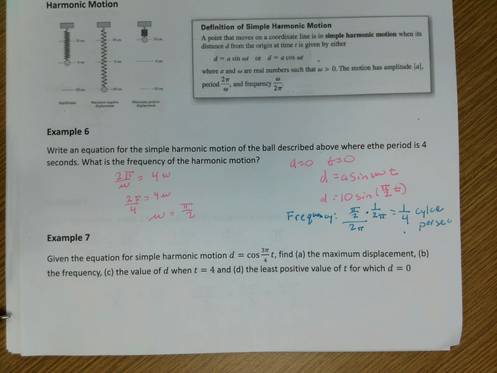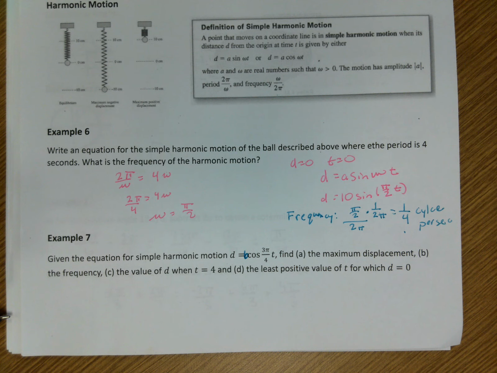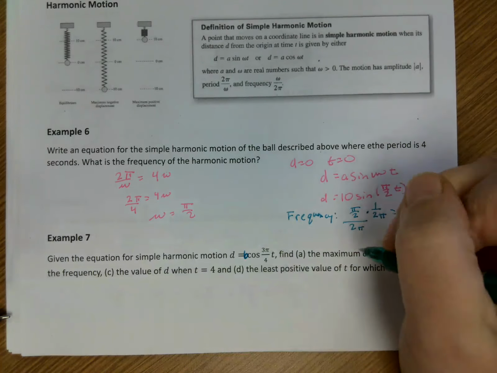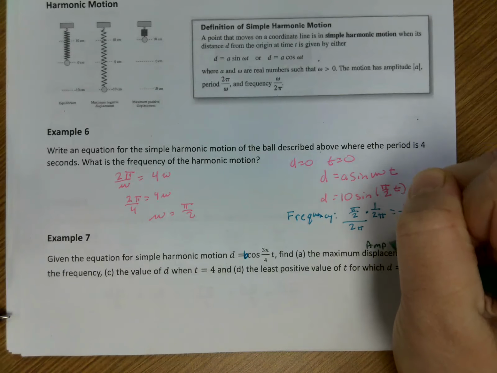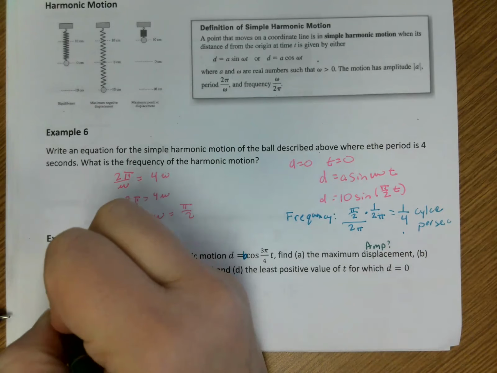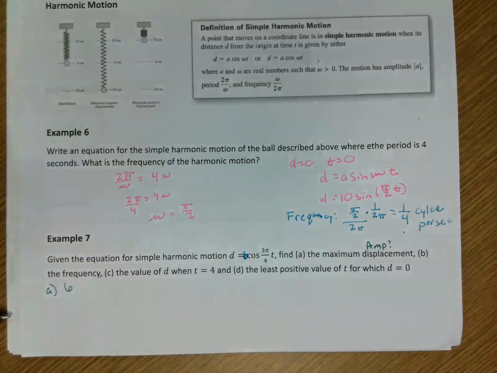Now for example 7, it gives us D, our equation. First of all, we want to find our maximum displacement. Sorry, there should have been a 6 written there. When I'm talking about maximum displacement, this is actually talking about our amplitude. So this is saying, what's our amplitude? So A, the absolute value of 6, will be 6. That's my amplitude, my maximum displacement, how far away from the equilibrium it will be.